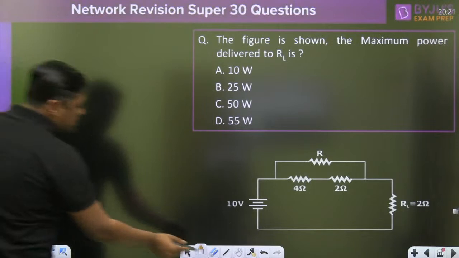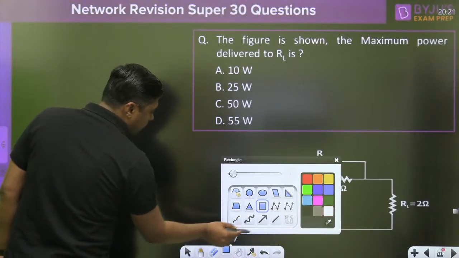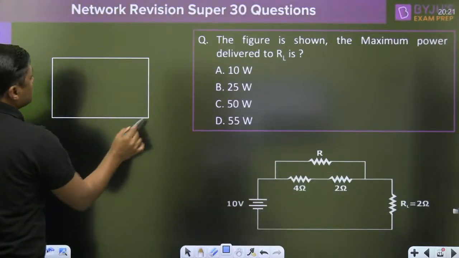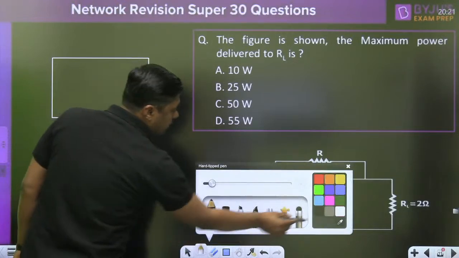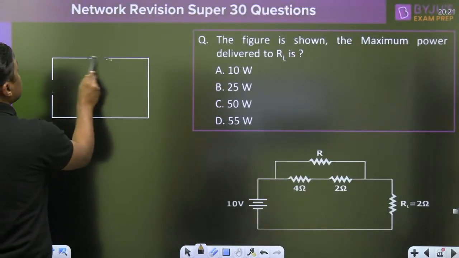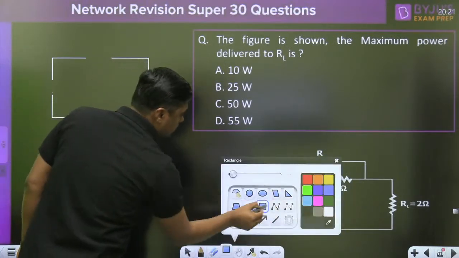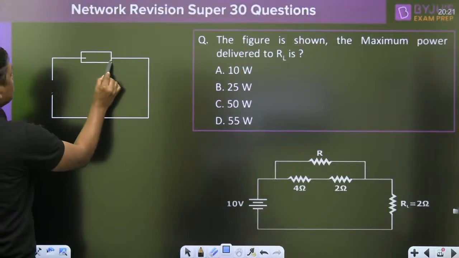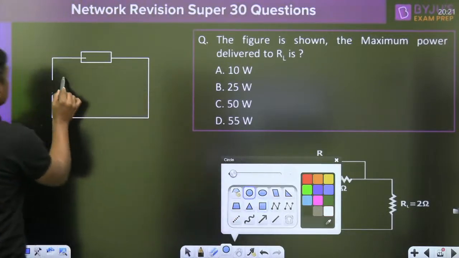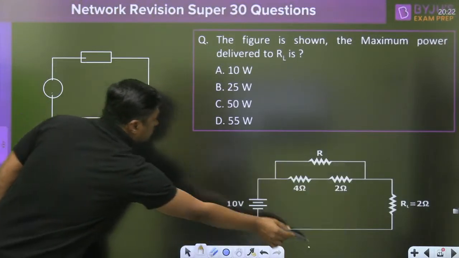Normally, according to the maximum power transfer theorem, here a battery is connected, here one resistor is connected, right? Here one voltage source is connected, that is called Thevenin's. We are calculating the Thevenin's.